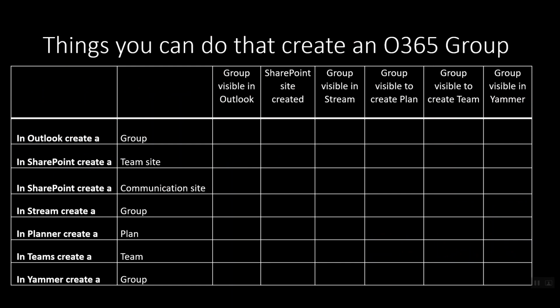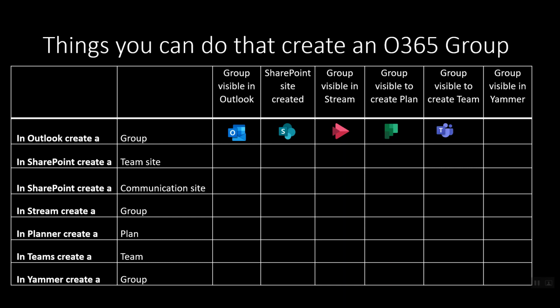So if you go to Outlook and you create a group, then that group becomes visible in Outlook. A SharePoint site is created automatically. The group is visible in Stream, and you can add a video to that group. And then the group is visible in Planner so that you can choose that group to add your new plan to as you create it. The same in Microsoft Teams. The group is visible for you to create a team based on that group. That group won't be visible in Yammer.